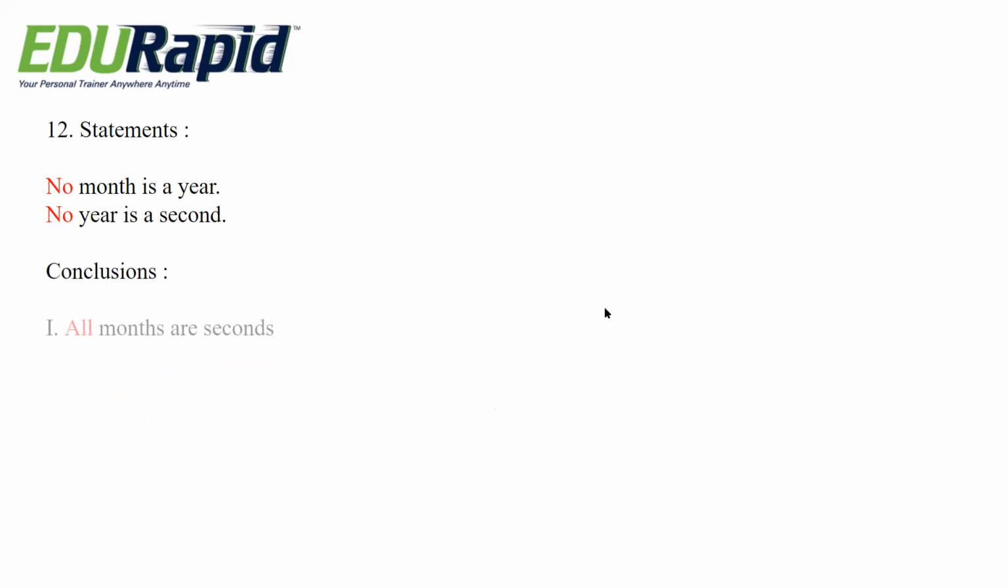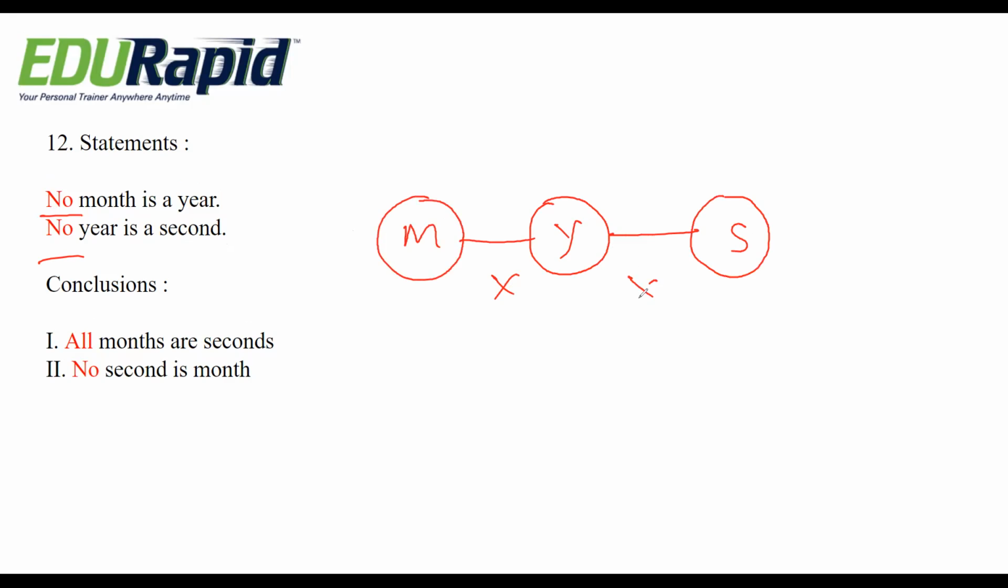Coming to the next question. Statements. No month is a year. No year is a second. Conclusions. All months are seconds. No second is a month. For this, the Venn diagram is like this. No month is a year. No year is a second. Okay, here all statements are no. Coming to the conclusion, all months are seconds.